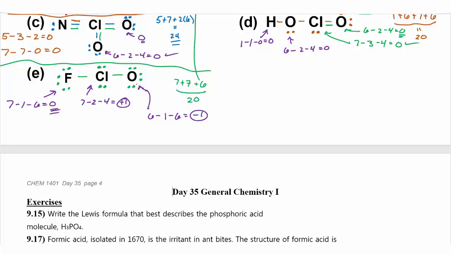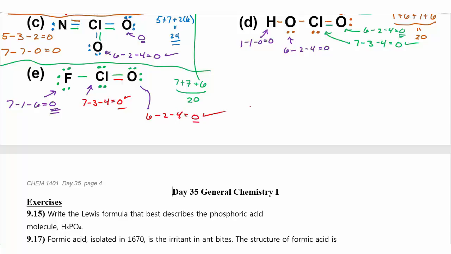So on a neutral molecule, all zeros is the best. So let's see if we can do that. Let's move that in and see what will happen to our formal charges. Now I have 7 valence minus 3 bonds minus 4 lone electrons, 0. Great. For oxygen, 6 valence minus 2 bonds minus 4 lone electrons, 0.